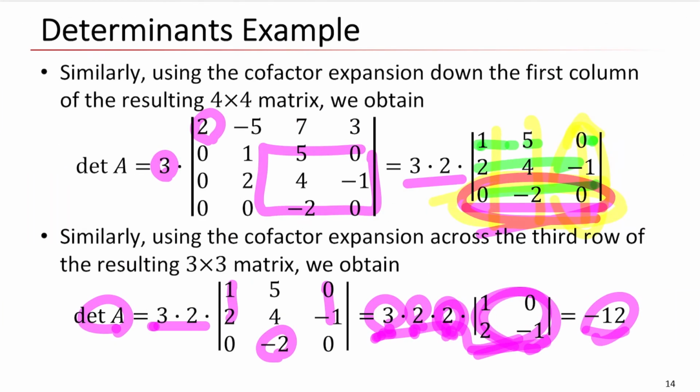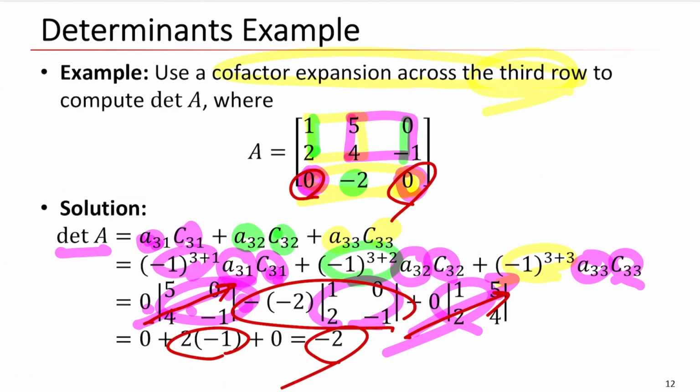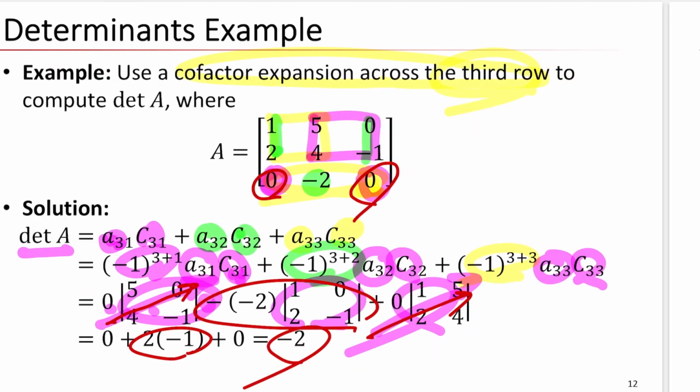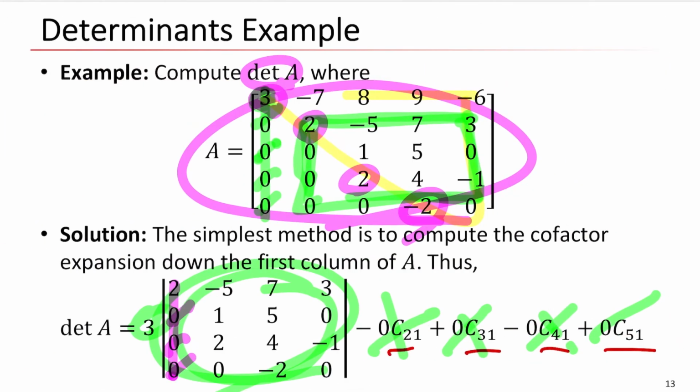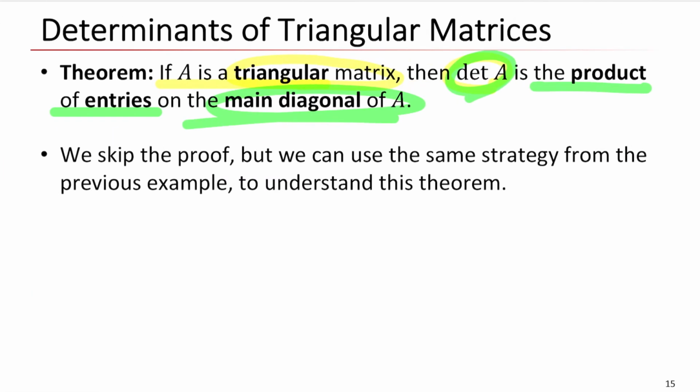So in other words, without doing very complicated computation, if we have the echelon form of the matrix A, then by multiplying the diagonal terms, we can easily find the determinant of matrix A. So this is the determinant of the triangular matrix theorem.